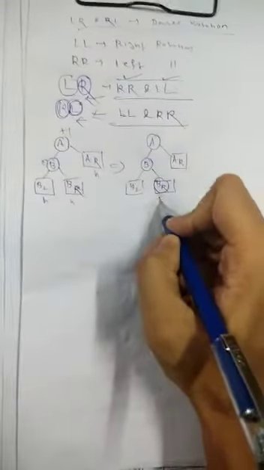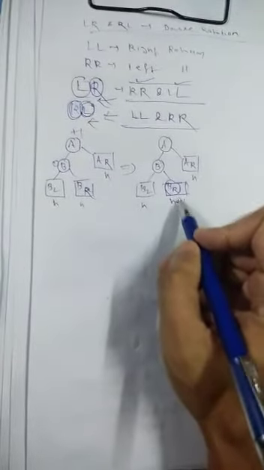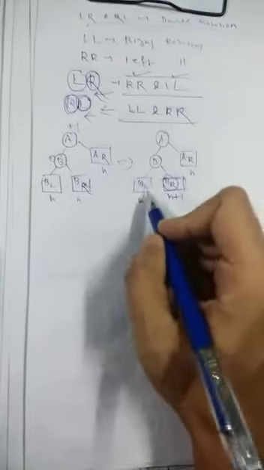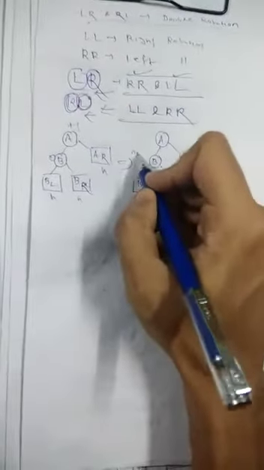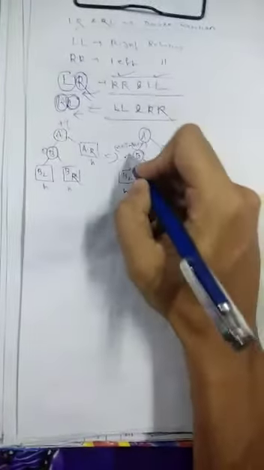Suppose I am inserting in this subtree. This is h plus 1, h and h. Initially it is h. I am inserting a node in this subtree so that this height will increase by 1. Then what is the balance factor here? This is h plus 1, this is h plus 2, so the height difference is minus 1, or not.